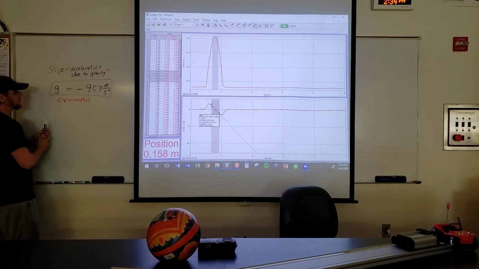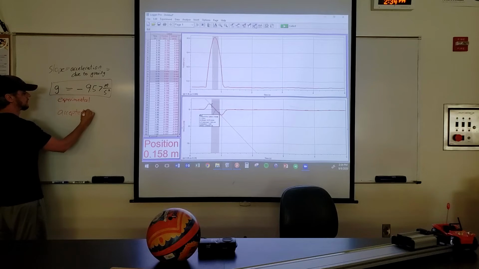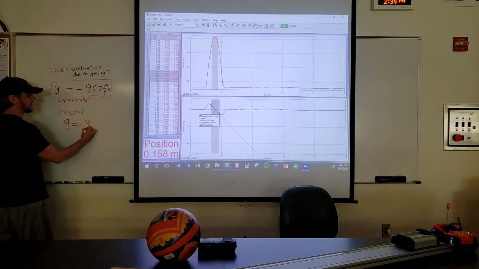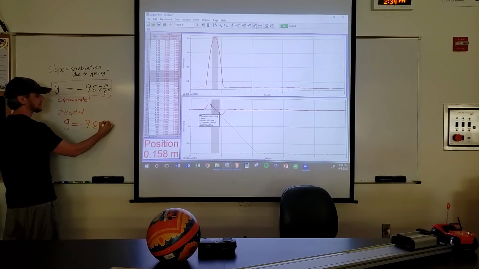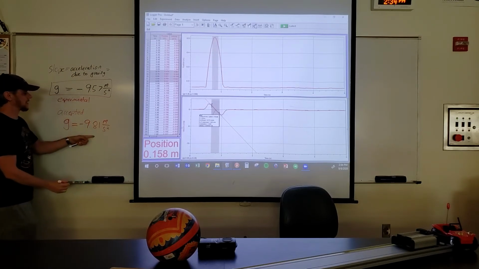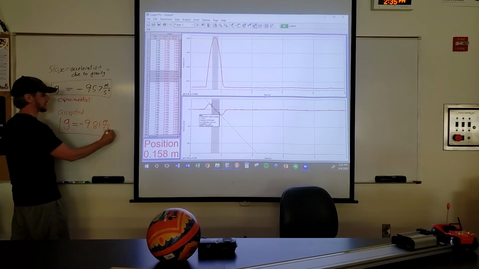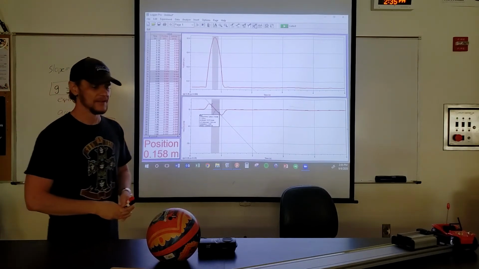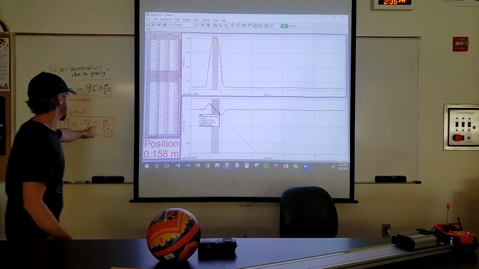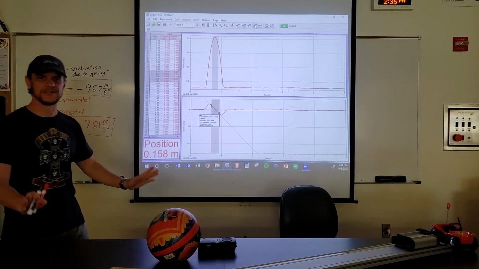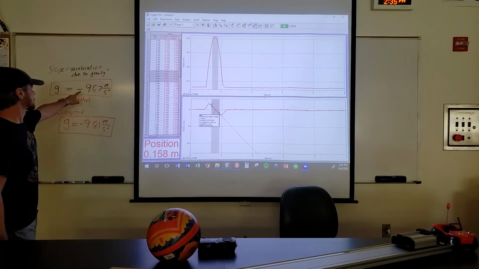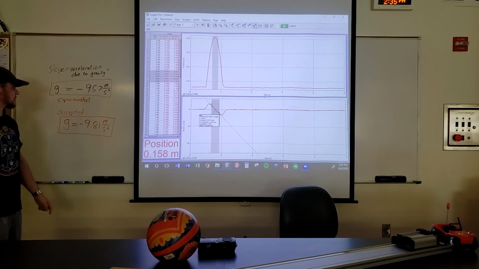The accepted value for g is negative 9.81 meters per second squared. The reason there's a discrepancy here is, again, because we are neglecting air resistance and there is some error. This is a high school lab. The people that come up with this number use much more sophisticated equipment than we do in a high school lab. But we are pretty close. This is within just a percent or two. So that is pretty close.